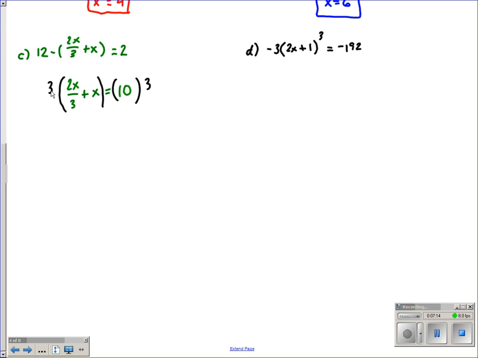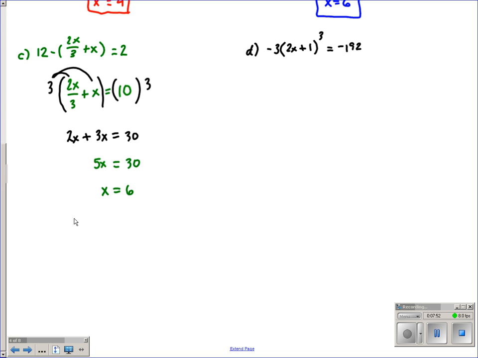So 3 times 2x is 6x, divided by 3 gives us 2x again. So we have 2x. When we did that, 3 times x is going to give us plus 3x equals 30. Now we can combine our like terms. 2x plus 3x is 5x. So we have 5x equals 30. So 5 times what number equals 30? Well, we know then that x has to equal 6. 5 times 6 is 30.